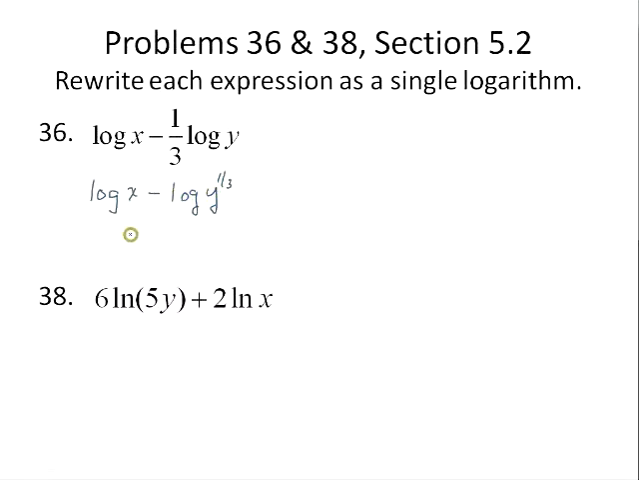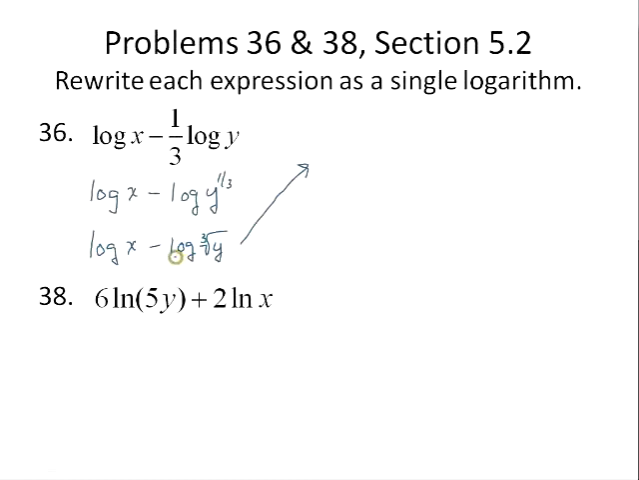That would be the same thing as the cube root of y if we want to write it that way. We don't need to do that, but we can. Since the textbook answer is that way, I'm just going to do that step next. So this would be the log of the cube root of y. Remember, for fractional exponents, we can rewrite them with radicals.